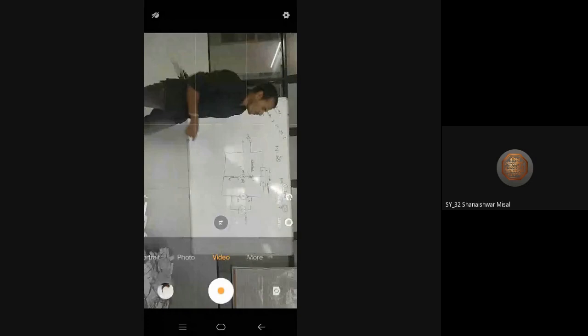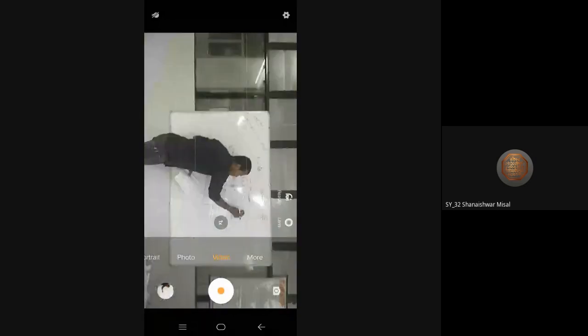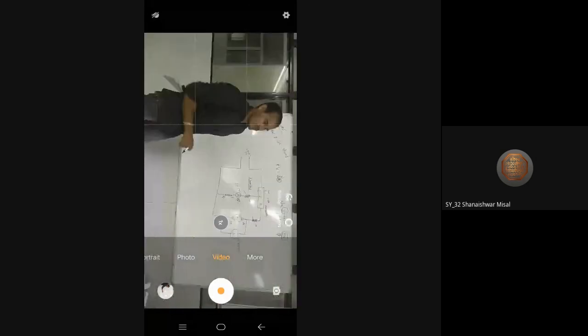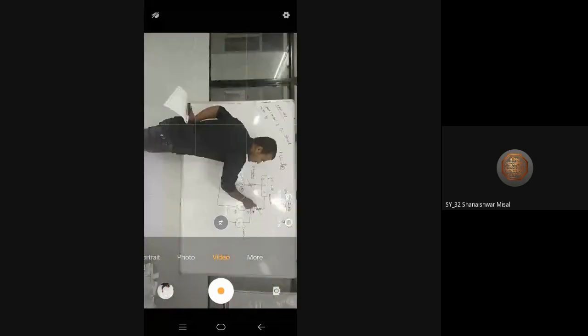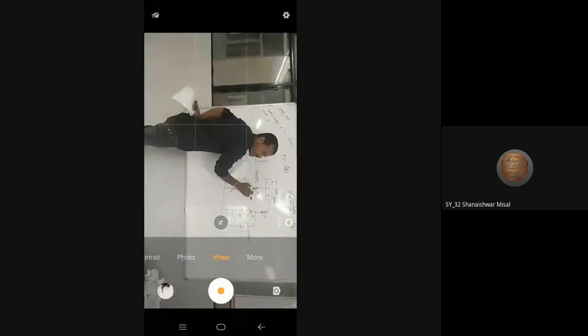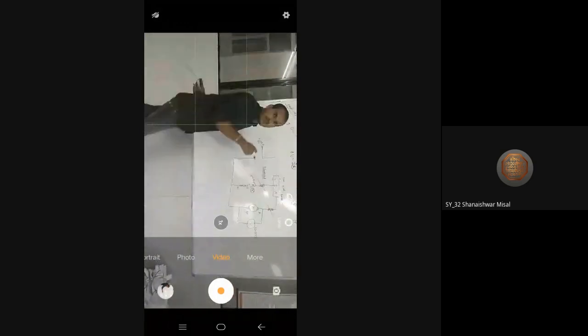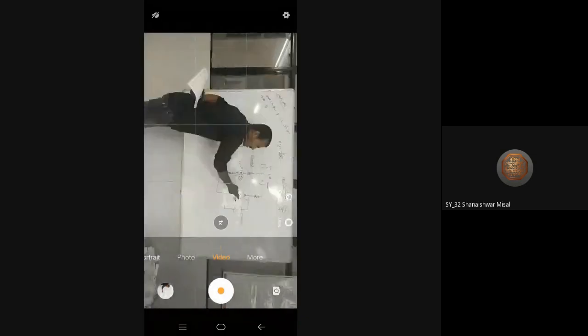So I need to connect one rheostat in series with the armature winding. So I have connected one rheostat here. Now with the help of this rheostat, I will adjust my field current at a constant value, and with the help of this rheostat, I will vary the resistance, and with the help of varying resistance, I will vary the voltage which is applied across this armature.